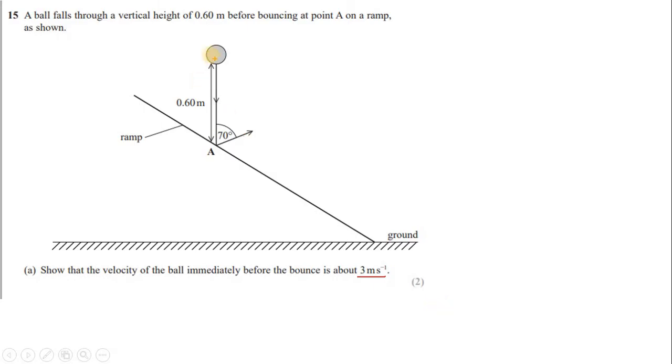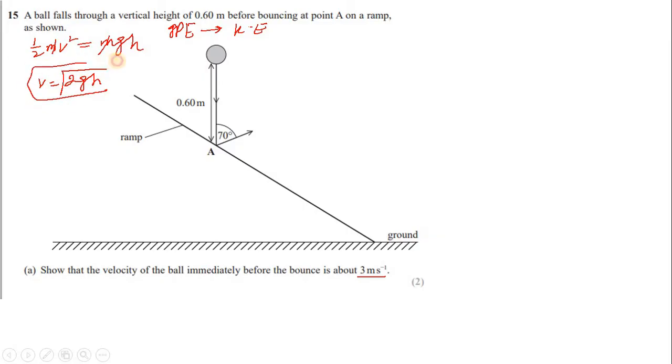Clearly the ball is falling freely. So the idea is gravitational potential energy is converting into kinetic energy. Just for your understanding, you say that half mv squared should be equal to mgh. The m gets cancelled, so v is equal to the square root of 2gh. This is the equation that you can use directly.